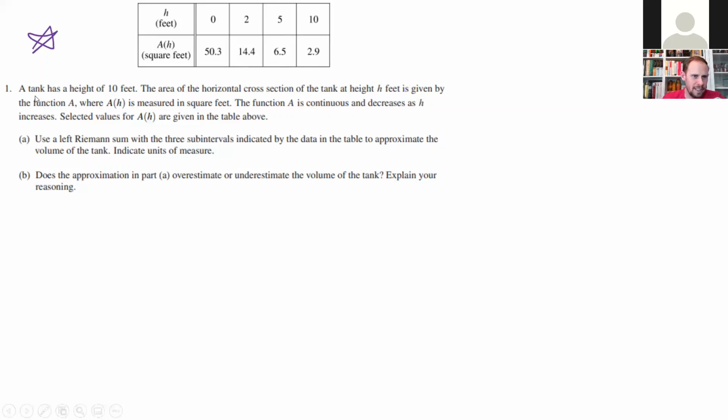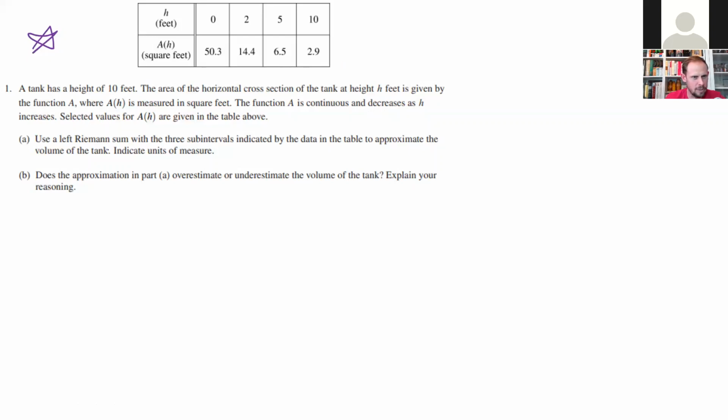All right, so question 1 here, and I believe this was a calculator question because we have decimals here. A tank has a height of 10 feet. The area of the horizontal cross section of the tank at height h feet is given by the function A, where A of h is measured in square feet. The function A is continuous and decreases as h increases. Selected values of A of h are given in the table above.